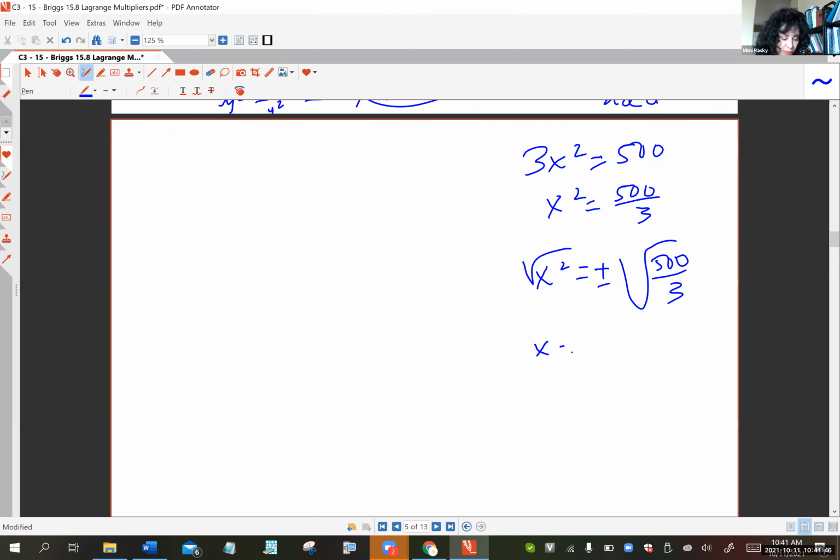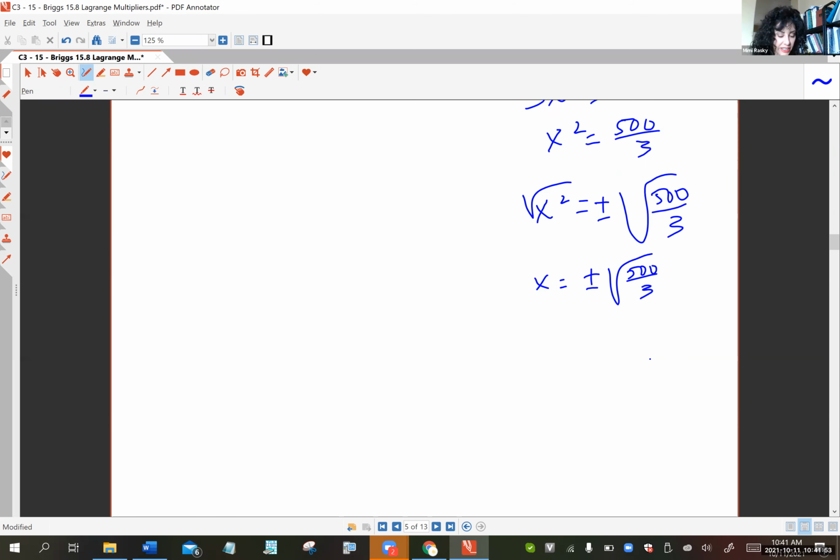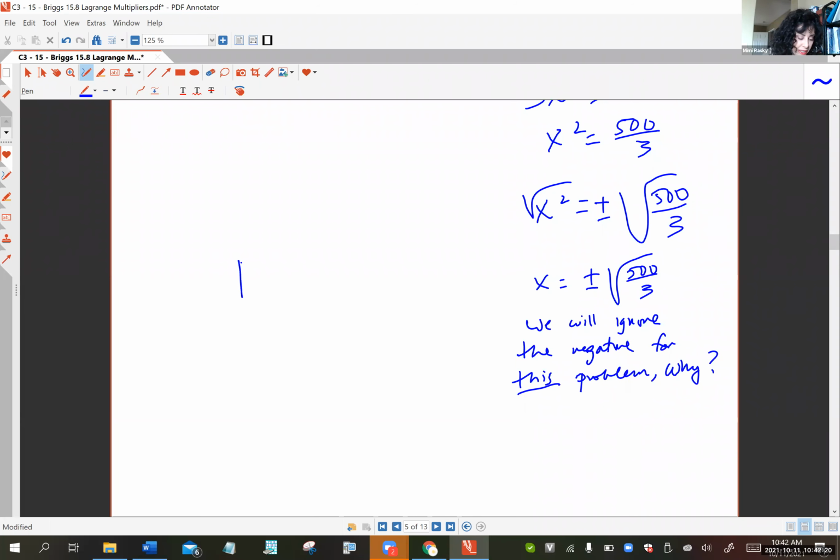Now, for this particular equation or word problem, we are going to ignore the negative. For this problem. Don't always ignore it. This is sort of a problem where we talked about it wasn't okay to have a negative. So we will ignore the negative for this problem. Why? Not for every single Lagrange problem. Why is it okay for this one? I'll give you a hint. I'm going to draw you a picture.